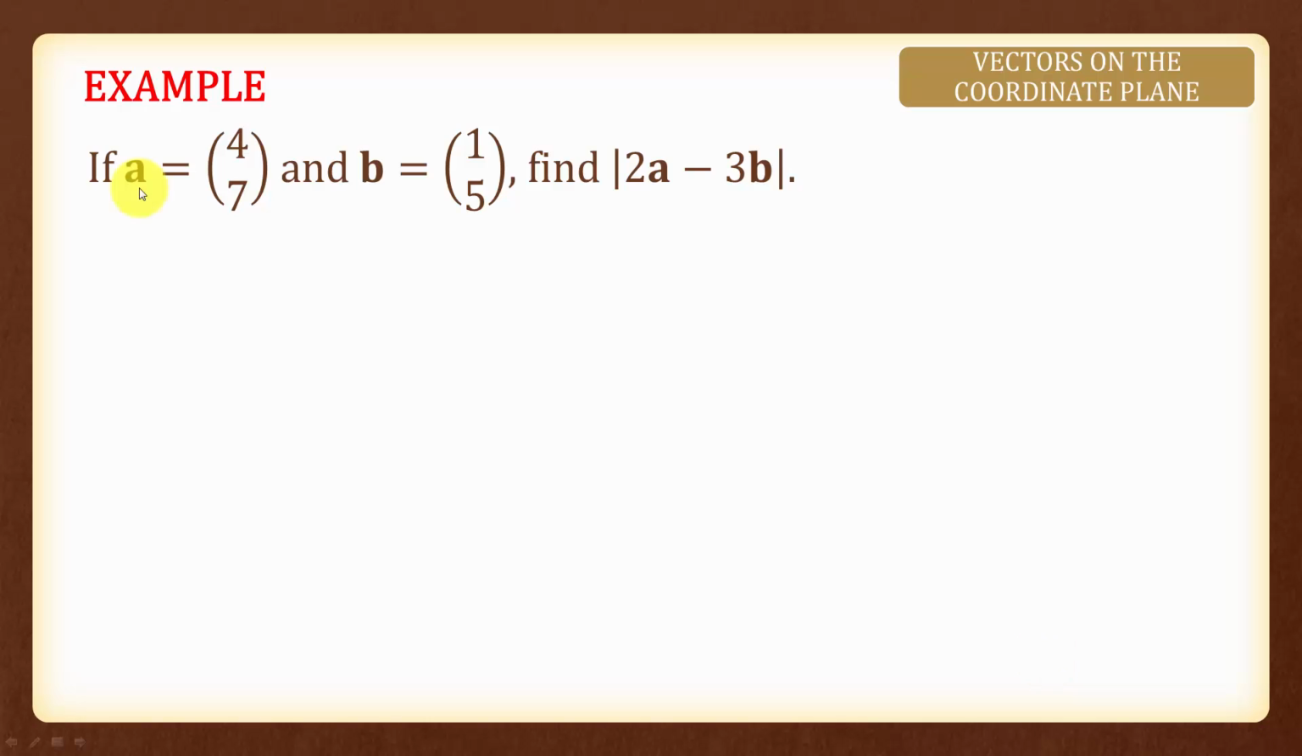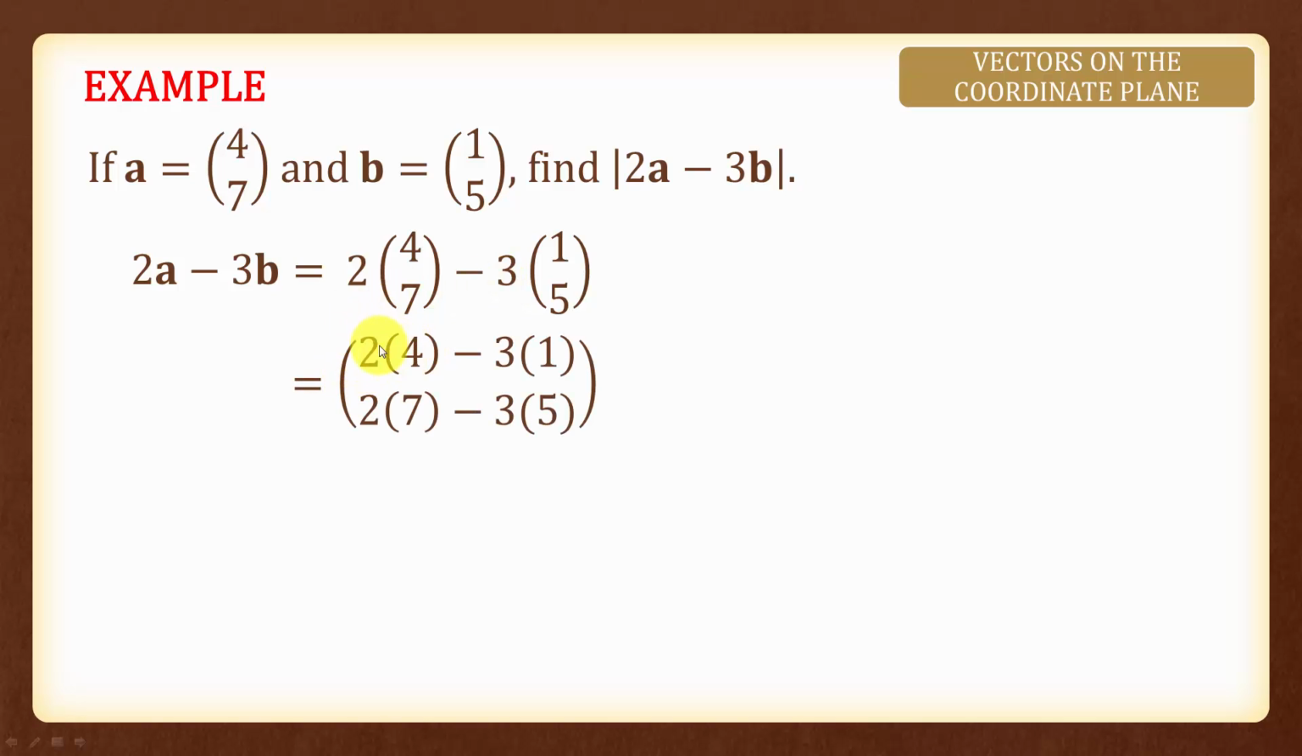Given column vector a and b here, we are asked to find the magnitude of 2a minus 3b. First, let's find out what is 2a minus 3b. It is equals to 2 times the column vector a minus 3 times the column vector b, whereby 2 and 3 here are scalars, and we can multiply the scalars into the column vectors. So we will have 2 times 4 minus 3 times 1, and for the y we will have 2 times 7 minus 3 times 5, which will give us column vector (5, -1).